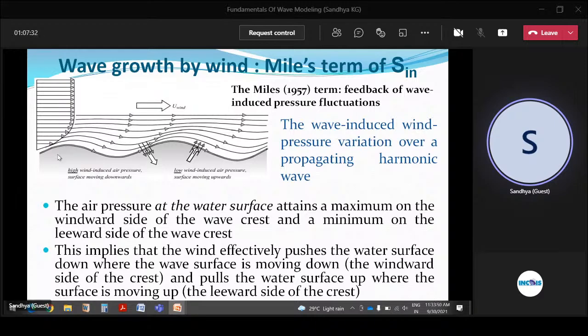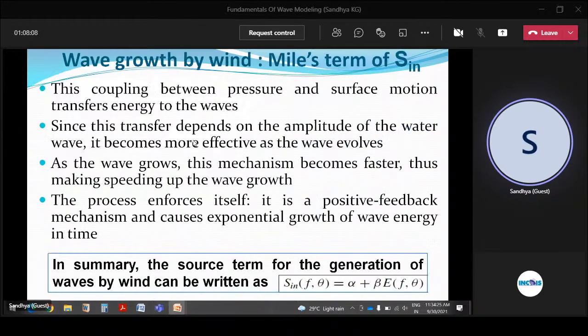Here you can see the surface profile of a wave motion, and this is the wind blowing in this direction towards the east. Now, the air pressure at the water surface attains a maximum on the windward side of the wave crest and a minimum on the leeward side of the wave crest. This implies that the wind effectively pushes the water down where the wave surface is moving down and pulls the water surface up where the surface is moving up. So this is a kind of coupling between the pressure and surface motion which transfers the energy to the waves. So this is the Miles term of the S input or the source term, Miles input.